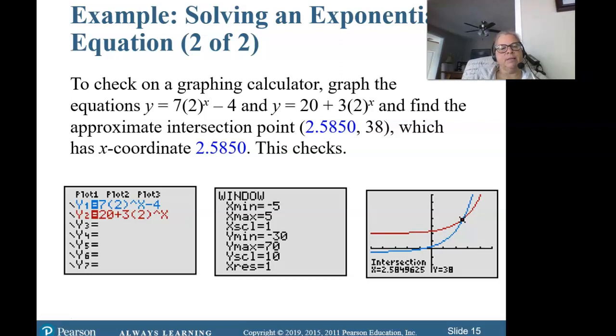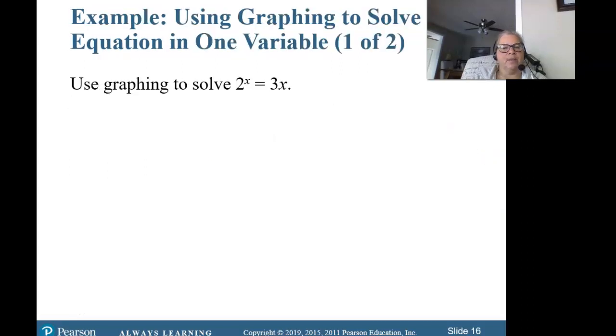Now we could do these same things by using our graphing calculator. So if you were to place 7 times 2 to the x minus 4 in y1, and if you were to put 20 plus 3 times 2 to the x in y2, graph those, you notice in the graph on the far right there is a point of intersection. That point of intersection says that x is equal to 2.5849, which is very similar to what we said.